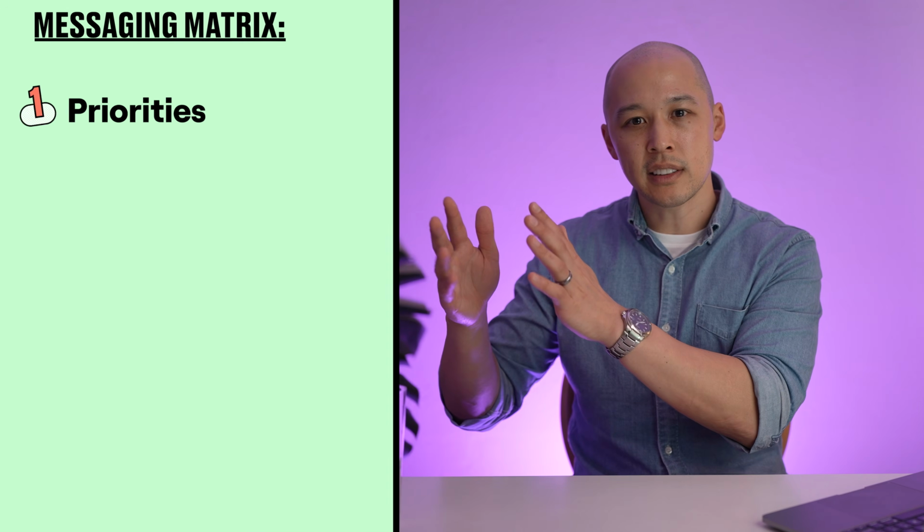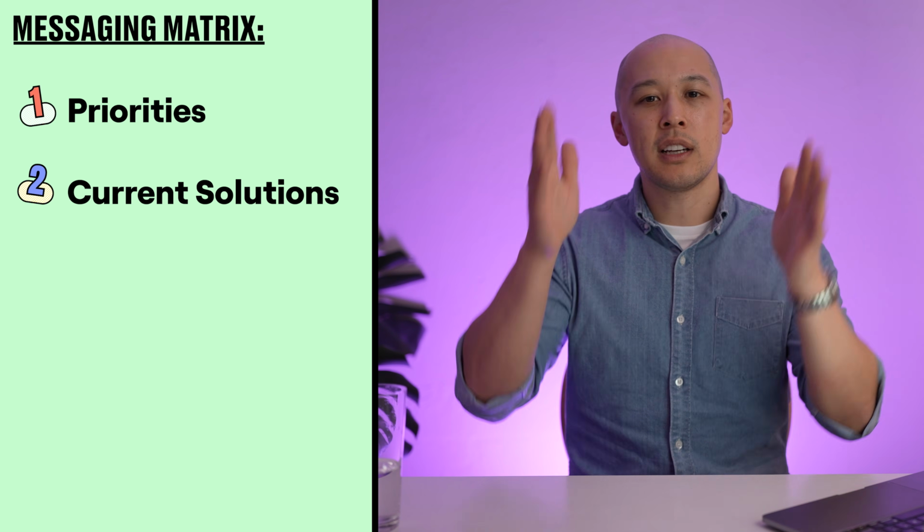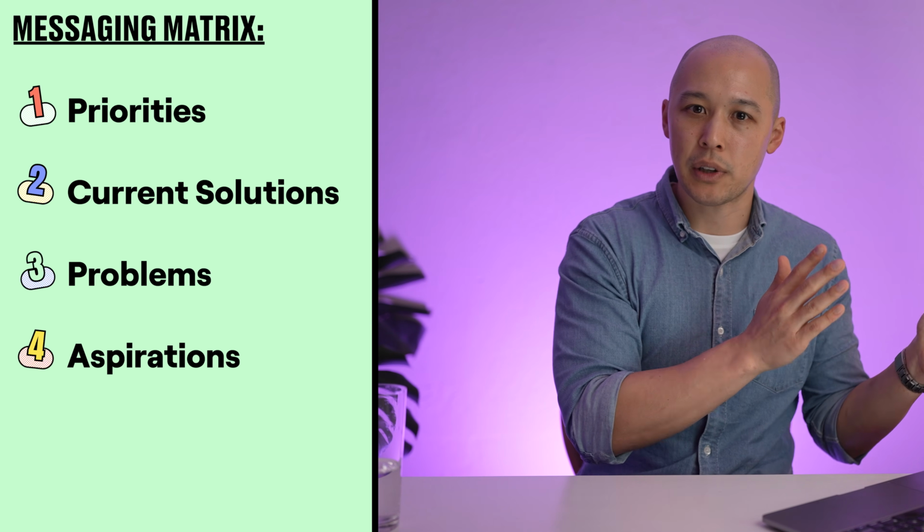There's an exercise that you can do here that will really tee you up and prep you to create really good talk tracks and cold emails. We want to start here first. There are 4 parts to what I refer to as a messaging matrix: priorities, current solutions, problems, and aspirations.